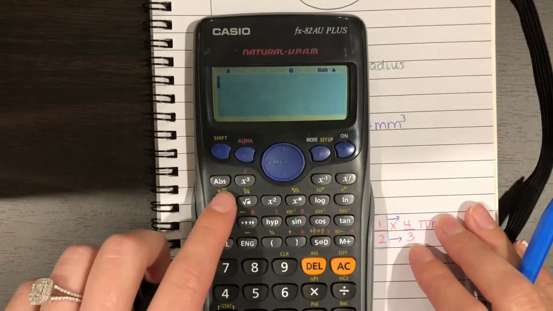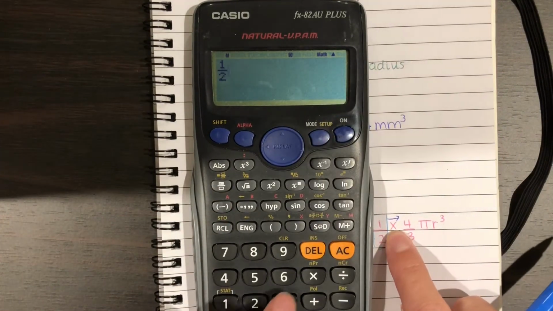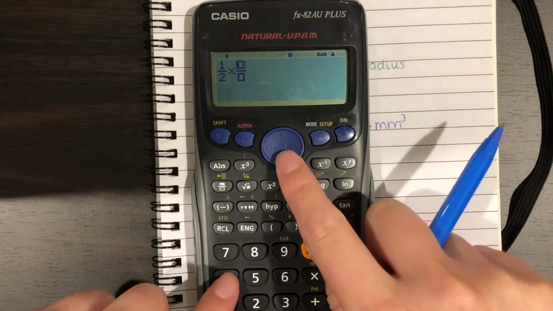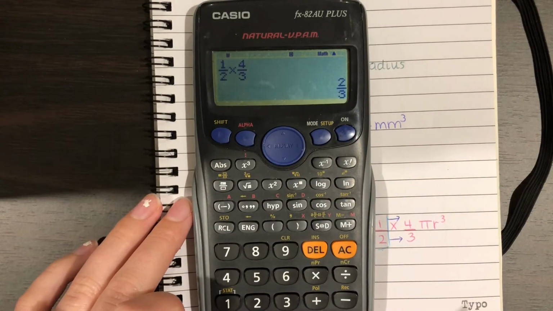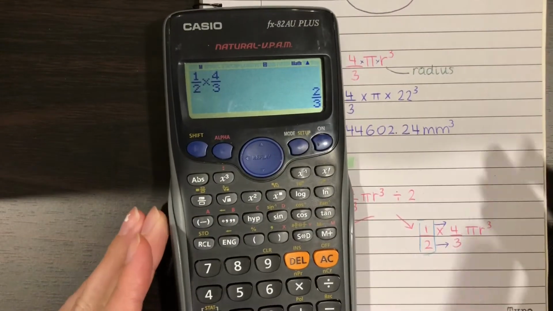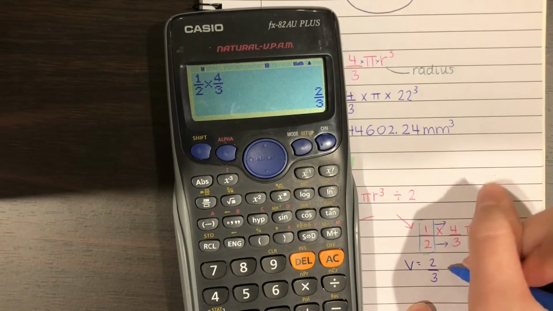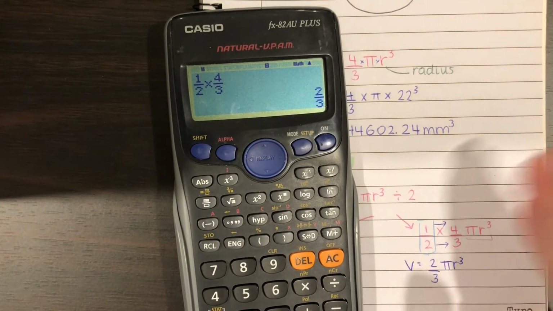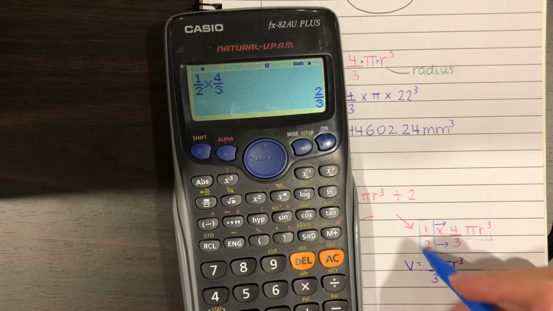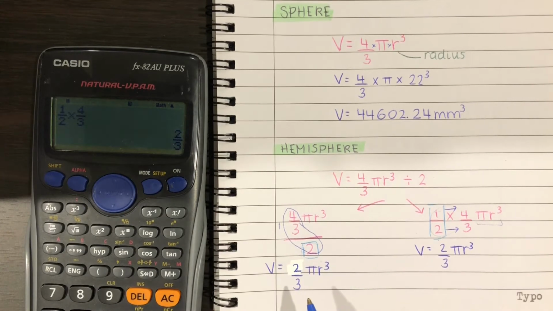I do 1/2 times 4 over 3. And look at what we get. 2/3. And obviously this part is just separate, because we're only dealing with the numbers. Now look at that. We get the exact same answers. This one, personally, I think is easier.